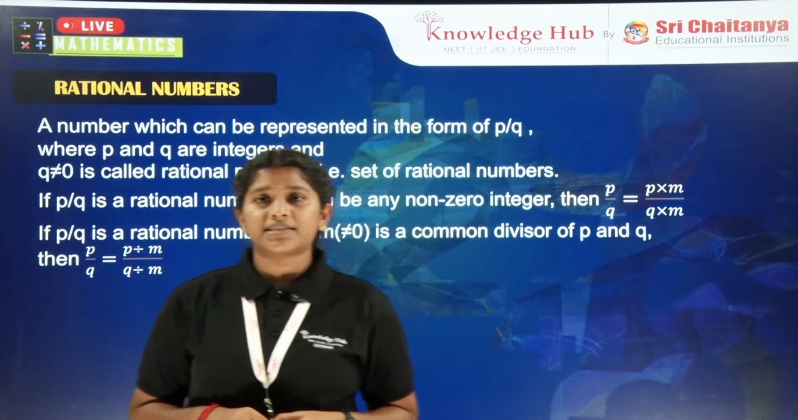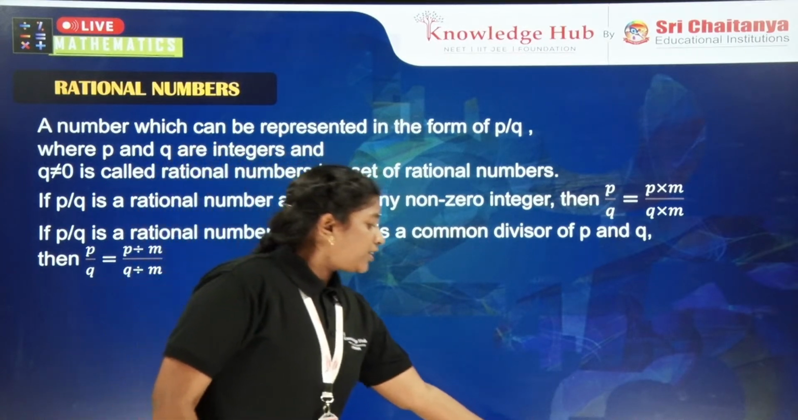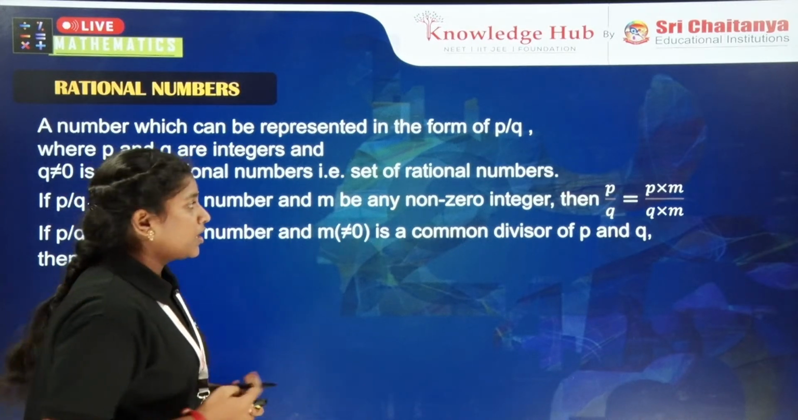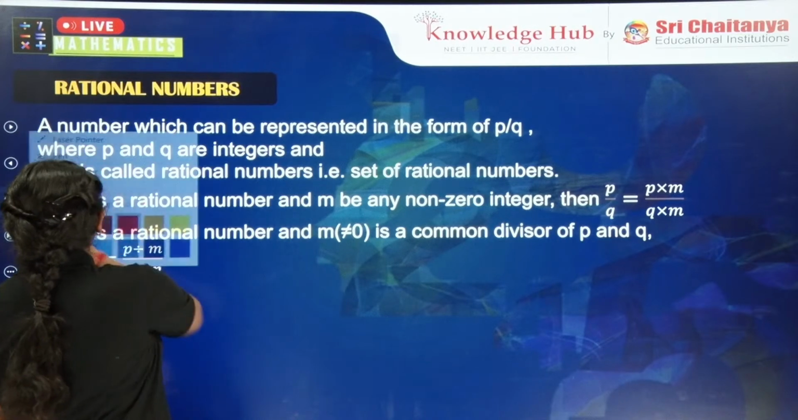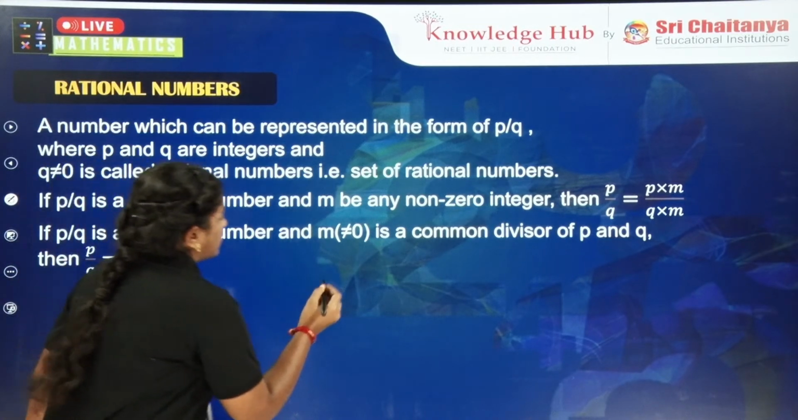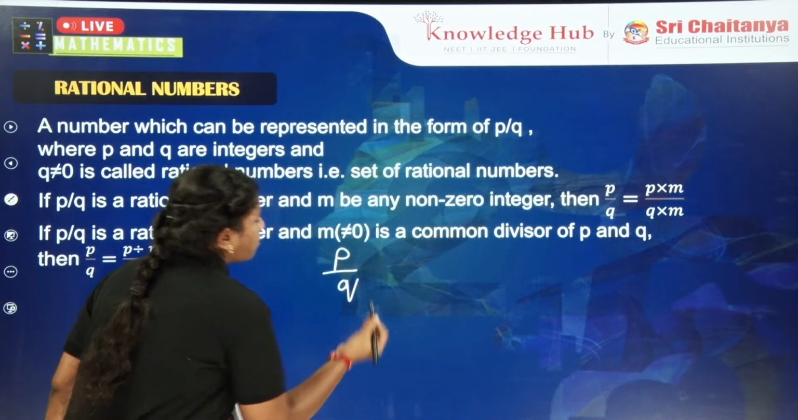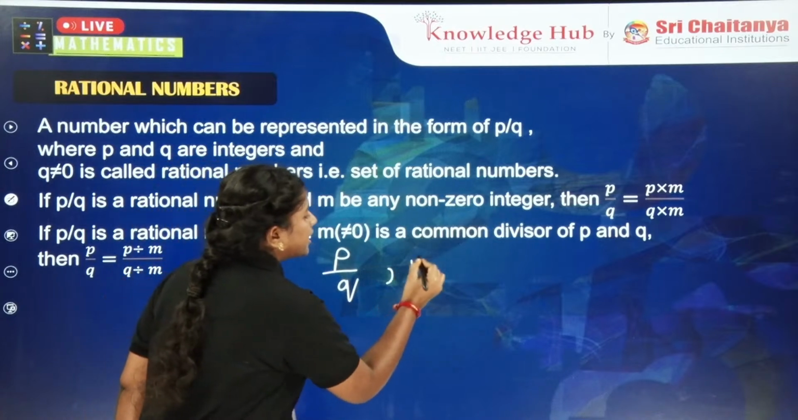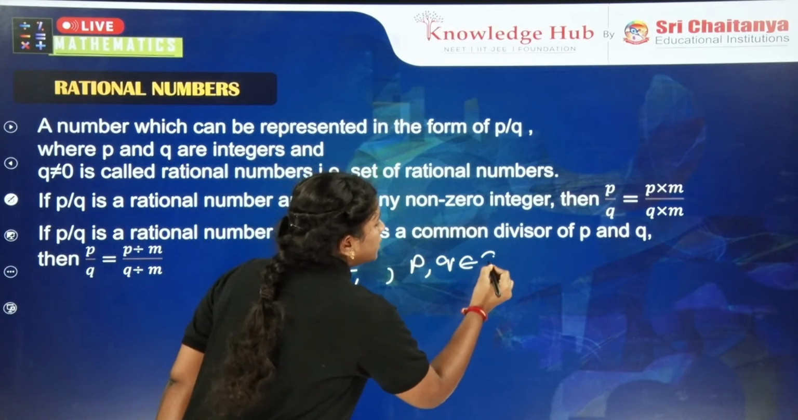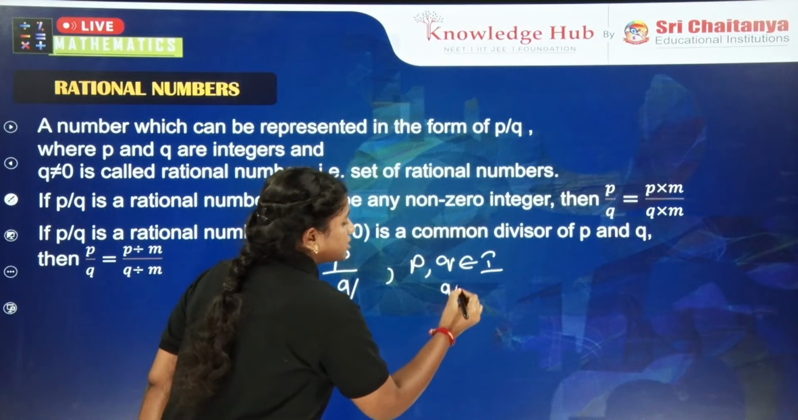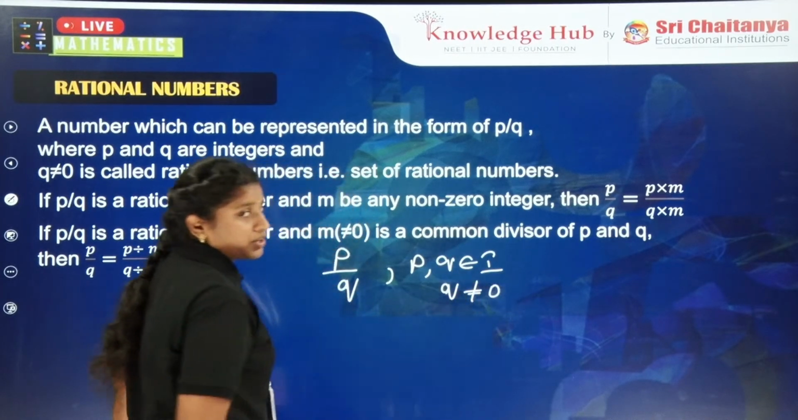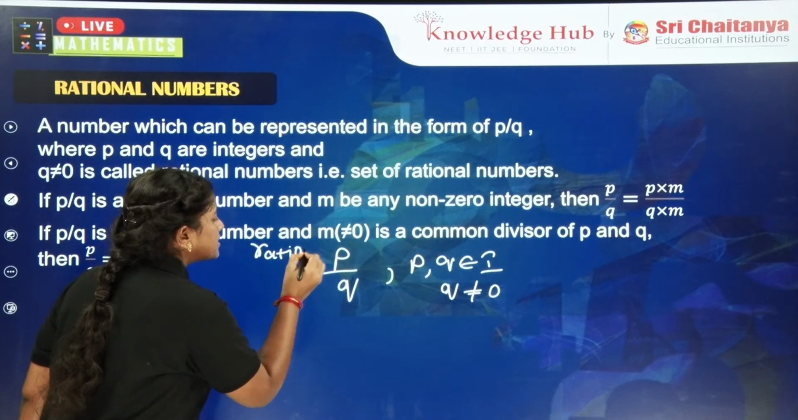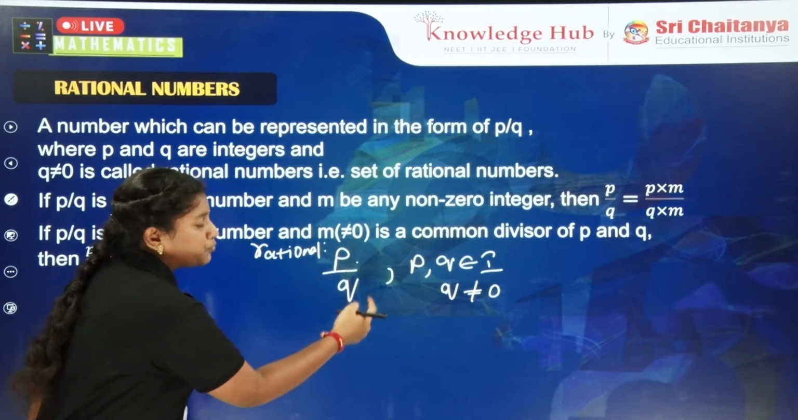First of all, we will start with the discussion of rational numbers. As we know, rational numbers are numbers which can be represented in the form of p by q, where both p and q are integers. So we can write p and q belong to the integers I, and another condition is q should not be equal to 0. So if I am representing my numbers as rational numbers, I am going to represent them in the p by q form.